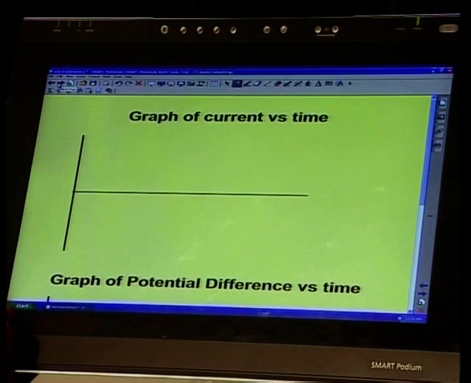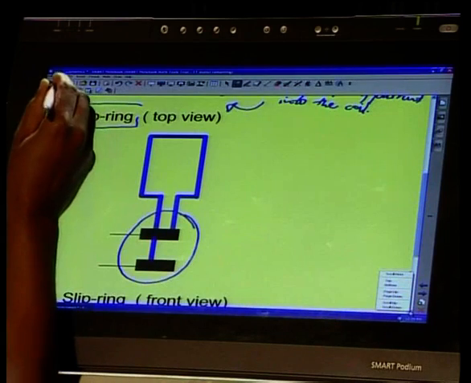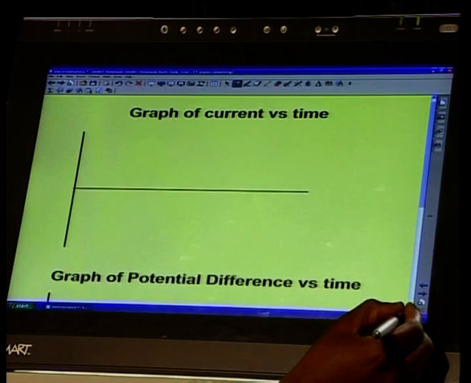Now, a generator is going to generate or create current. Like I said earlier on, how is that current created? When you move the coil inside a magnet, you're going to induce EMF into the coil. You're going to get current induced into the coil, okay? And that current then can be used for other things. Now, let's move on to how this current is generated.